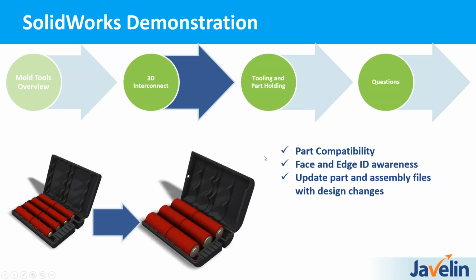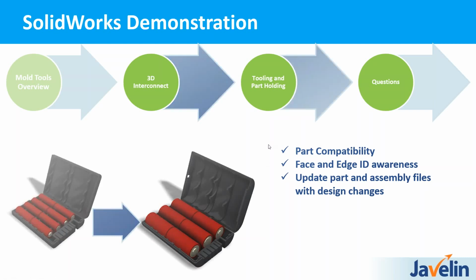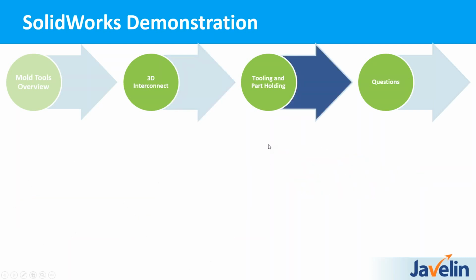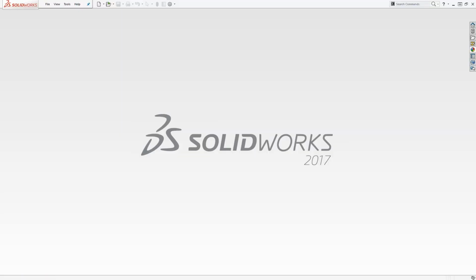So if we take that one step further, and maybe we want to use a supplier part, maybe we're making tooling around it, or we've been asked to make tooling, or if we want to make a mold, or even just reference it. So how can we do that? So what I'm going to do is I'm actually going to do kind of a bit of a mold tools and also a 3D Interconnect demo here.